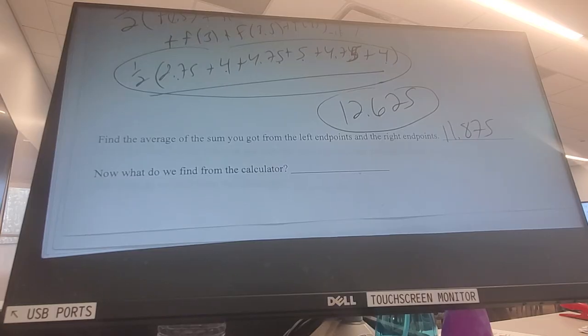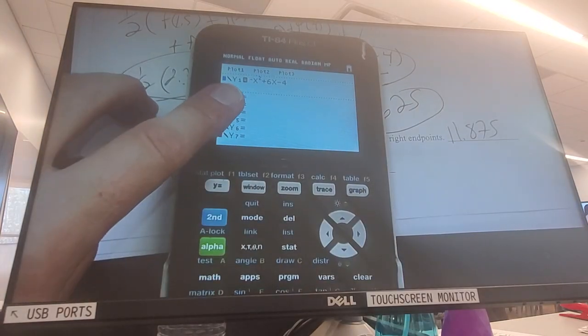So how do I do this in my calculator? Well, if you haven't put the function in your calculator, go ahead and do that.